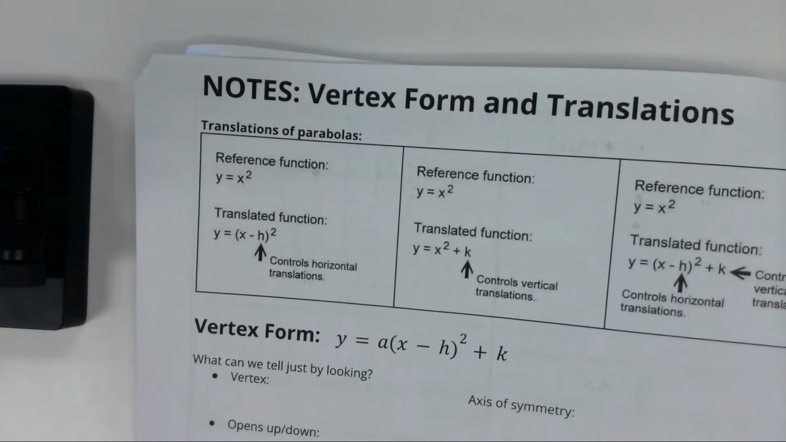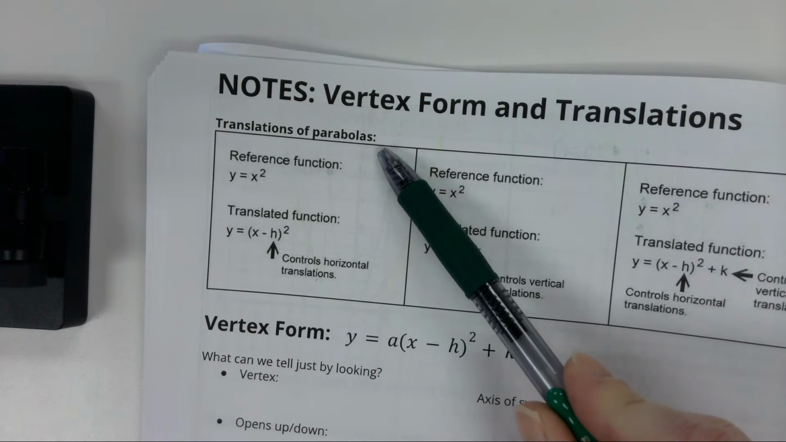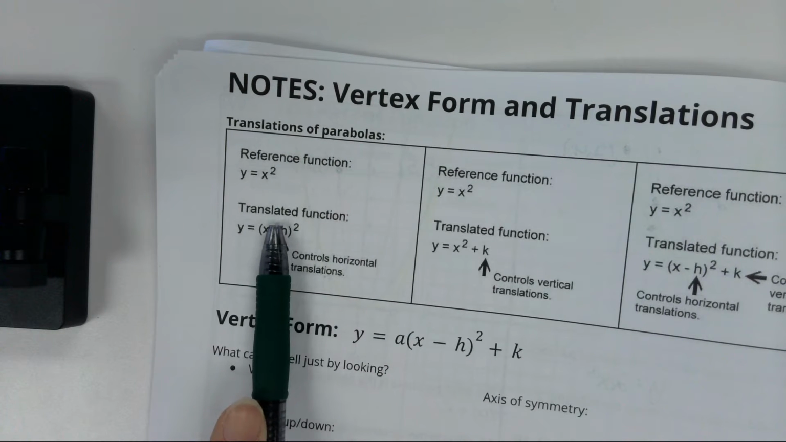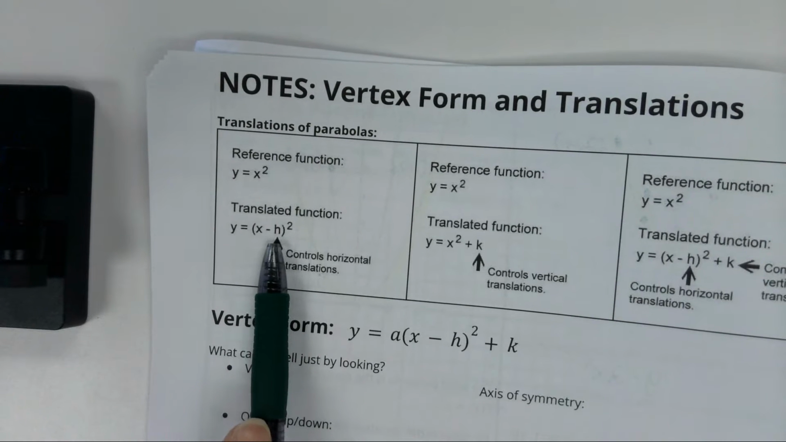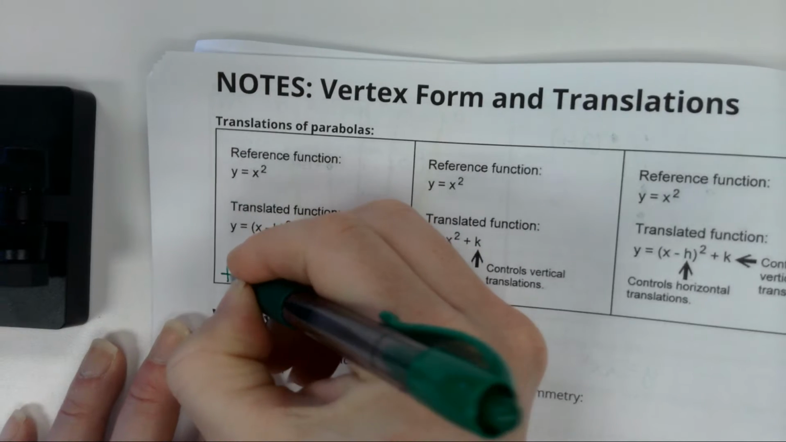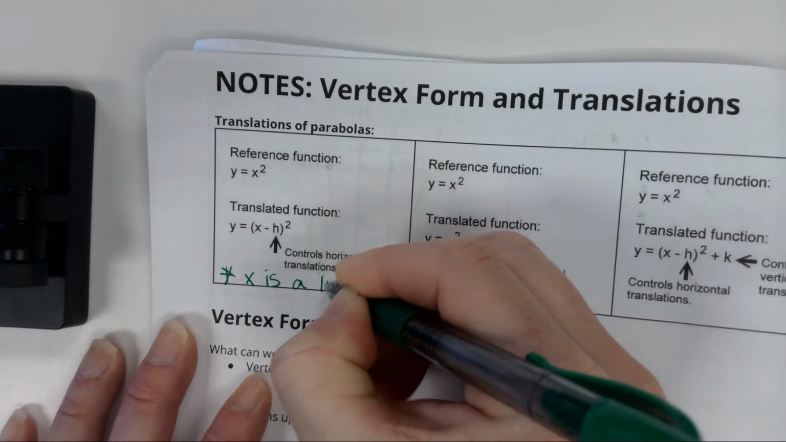All right, so we're going to summarize what we've learned so far. If we want to move something, translate means just slide it. This is going to be horizontal if it's inside the parentheses. And let's just make sure I put a little star here. X is a liar.